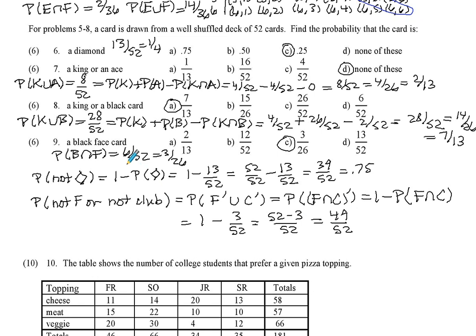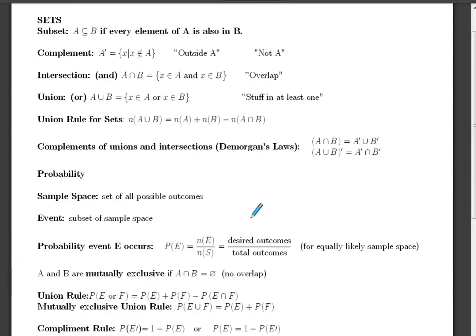So again, if you get these double negatives here, or if you get a negative outside a union or a negative outside an intersection, then you want to go back and you want to use one of these De Morgan's laws. And again, this is prime. The prime of A intersect B is A prime union B prime.